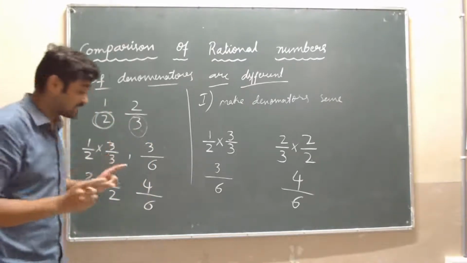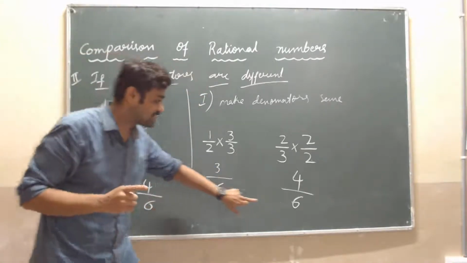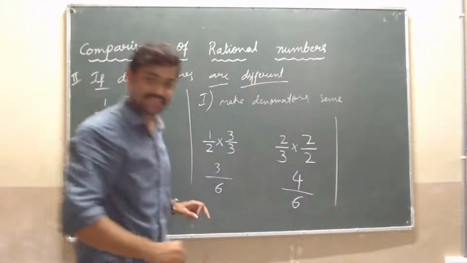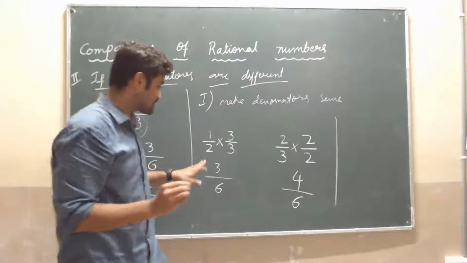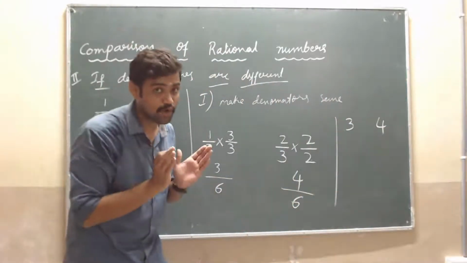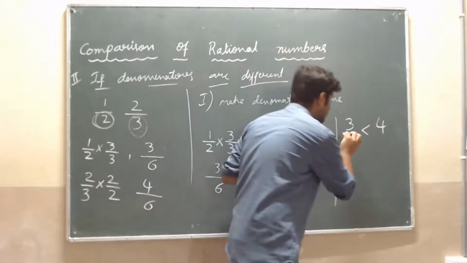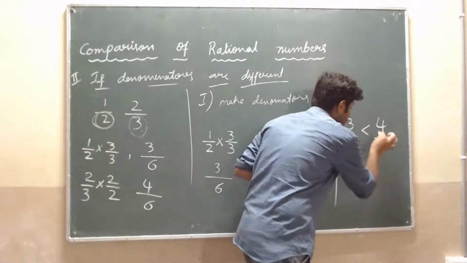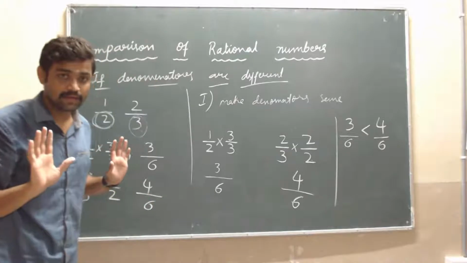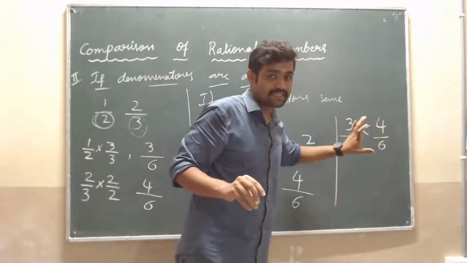Then come to the next step: if the denominators are same, then what do we have to do? We have to compare the numerators. See here, 3 and 4 are the numerators. Which one is smaller here? That is simple, 3 is smaller than 4. Then we can say easily that 3 by 6 is smaller than 4 by 6. Okay, sir. Here 3 by 6 is smaller than 4 by 6 is the answer.